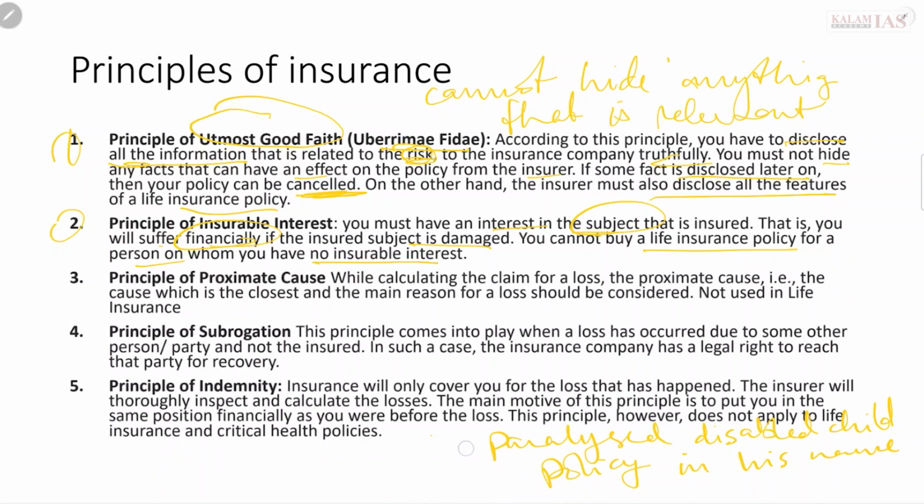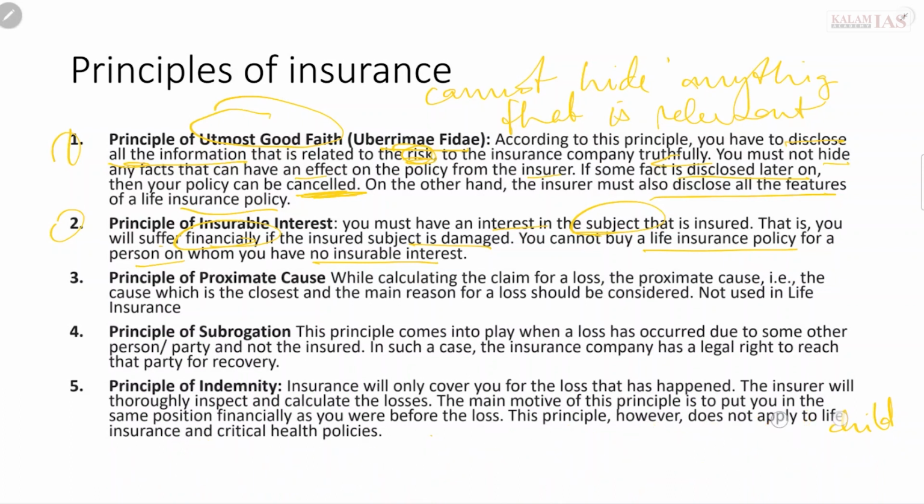Only when you are dependent, that is also existing when the child is not earning. Only when the parent is dependent on the child, only then can you claim an insurable interest.